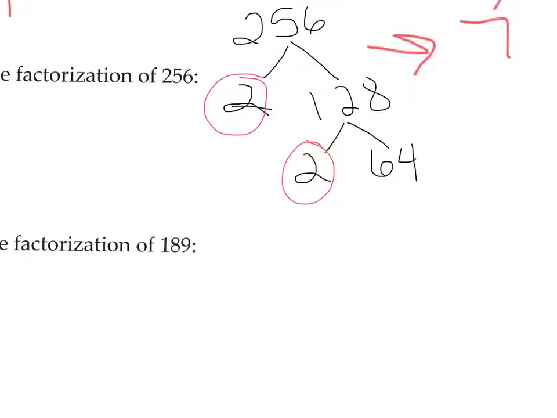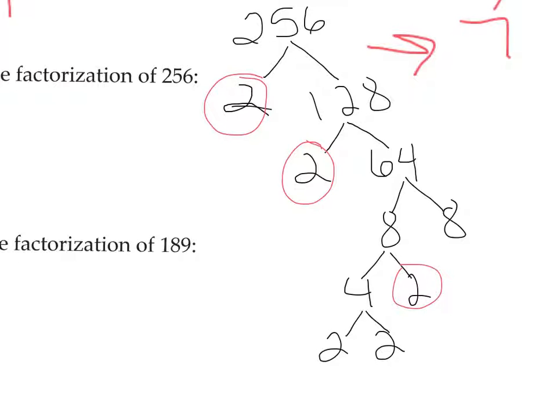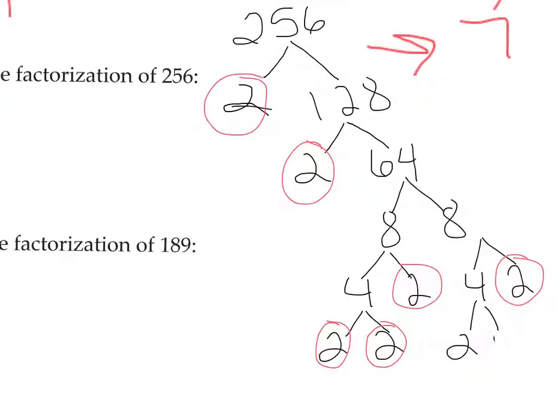So I know that 64 is 8 times 8, which are neither one prime numbers. So I'm breaking them down again. 8 is 4 times 2. There's another 2 there. And 4 is 2 times 2. And we're going to do the same thing over here. 4 times 2. I'm circling all my 2's because those are all prime. And 2 times 2. We have a lot of 2's here.